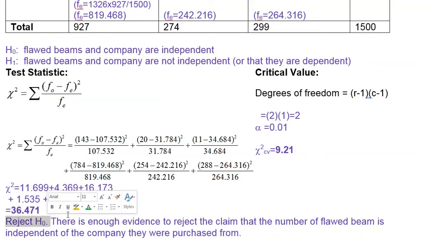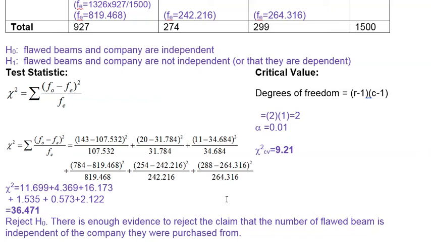So these independence tests are always going to come to the conclusion either they're independent or they're dependent. So if we're rejecting that they're independent, we're supporting that they're dependent. So there is enough evidence to reject the claim that it's independent. So some companies are having a higher rate of defective beams. You can see how that might be a useful thing to know.